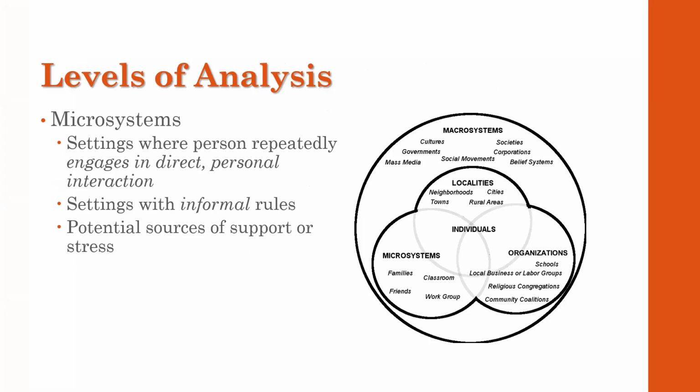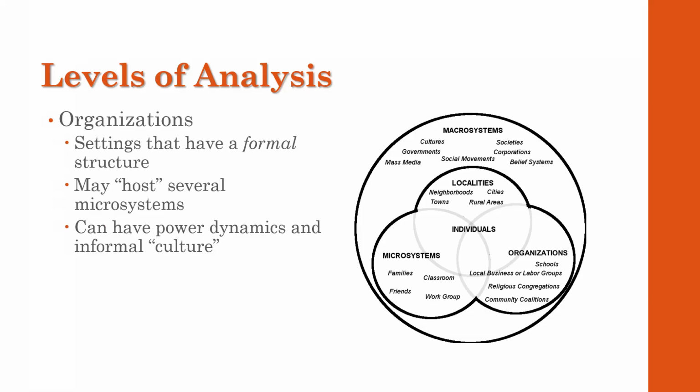A little broader out are microsystems. These are settings where the individual, which we call the focal individual, engages in direct and personal interaction with other people. These are settings with informal rules, like families, friends, work groups, and classrooms, places where you interact one-on-one with other people. At a different level, organizations tend to have a formal structure and may host several microsystems. These are places like schools, local businesses, church congregations, sports teams, something with a formal structure to it.